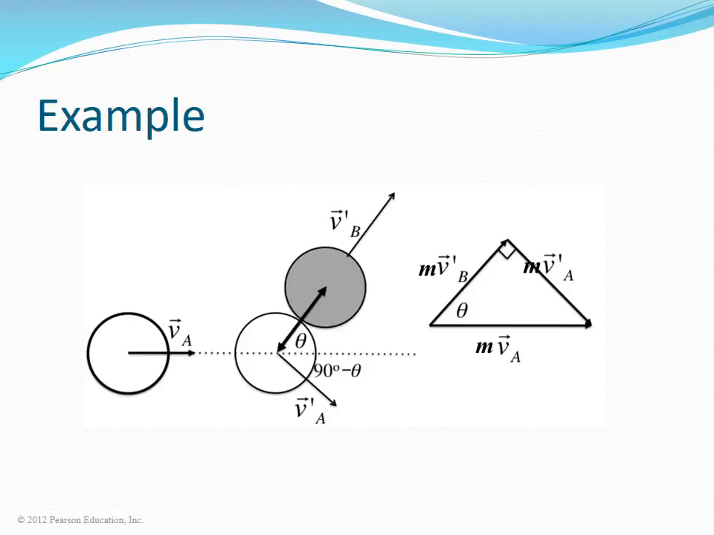First, draw a picture. The two objects are the same mass, so they move off at an angle of 90 degrees from each other. Object A is moving toward the at-rest object B. After the collision, object B moves upward at an angle of theta to the horizontal. Object A moves downward at an angle of 90 degrees minus theta below the horizontal. The two angles sum to 90 degrees. We can draw a vector diagram. Conservation of momentum means the momentum before equals the momentum after.